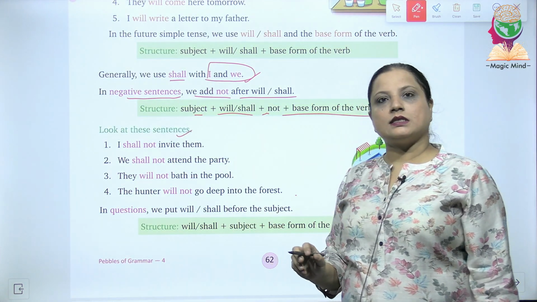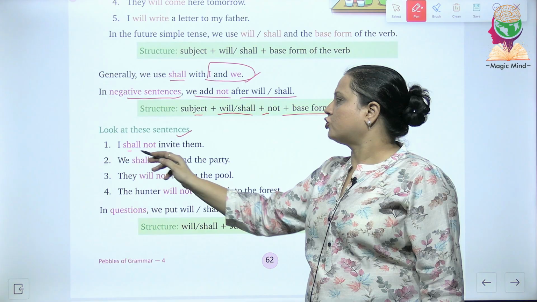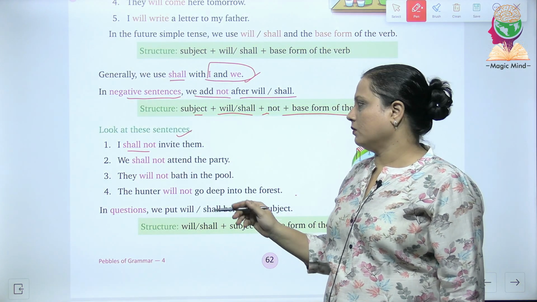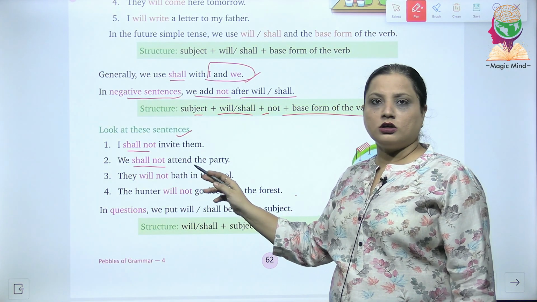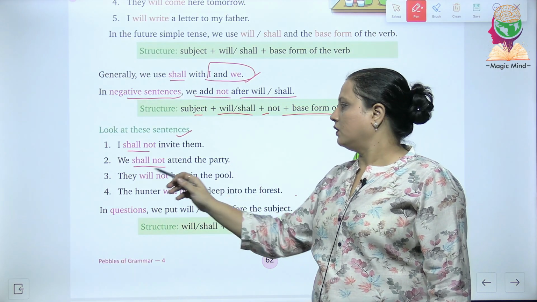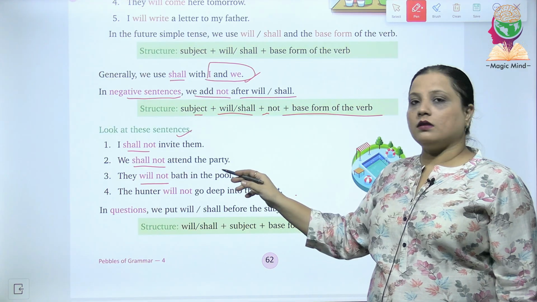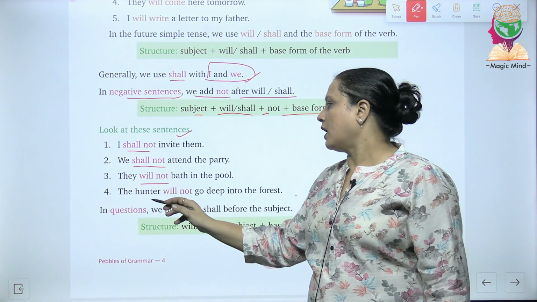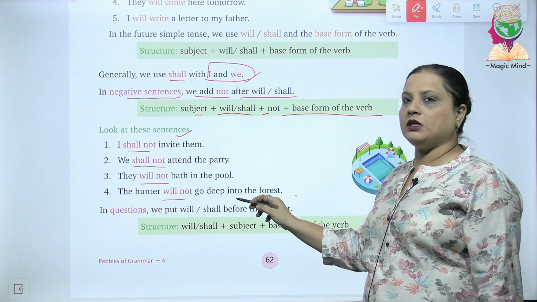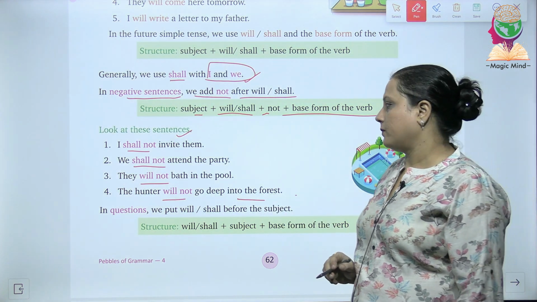Now look at these sentences. I shall not invite them. We shall not attend the party. They will not bathe in the pool. The hunter will not go deep into the forest.